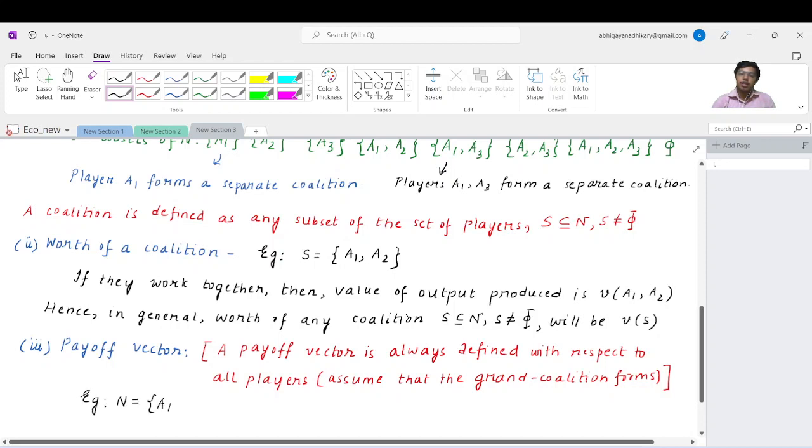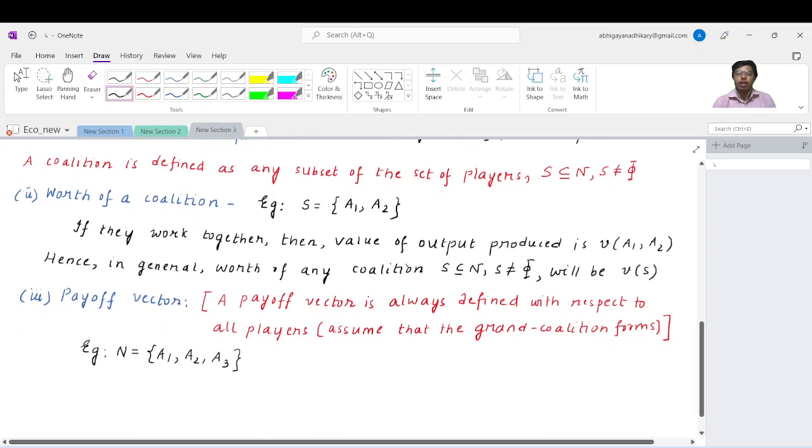A society consisting of three players, A1, A2, A3. Then, if you have a subset S consisting only of A1, or a subset S consisting only of A2, or a subset S consisting only of A3, then these are known as the Singleton Coalitions, one-player coalitions. They don't want to cooperate with any other player, they want to work independently.